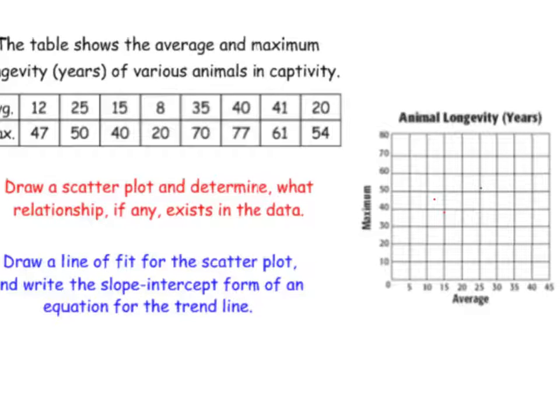(15, 40). Then I have (8, 20). So (8, 20) would probably be somewhere in there. I have (35, 70). I have (40, 77). (41, 61). And then I have (20, 54). So now that is creating a scatter plot. It's just putting the points of the data on the grid.